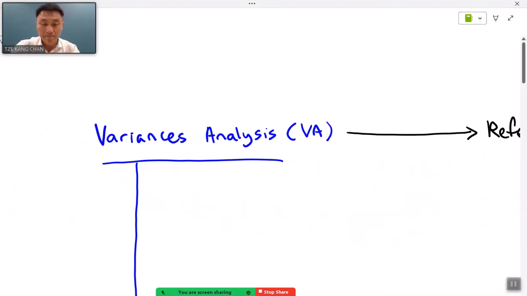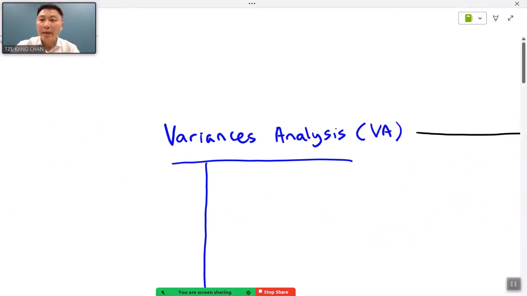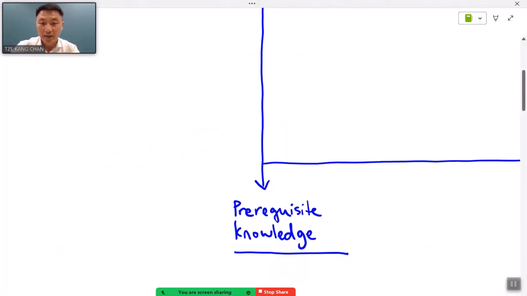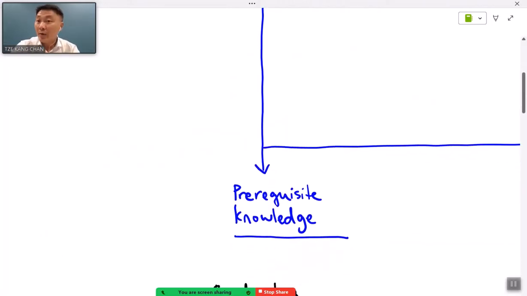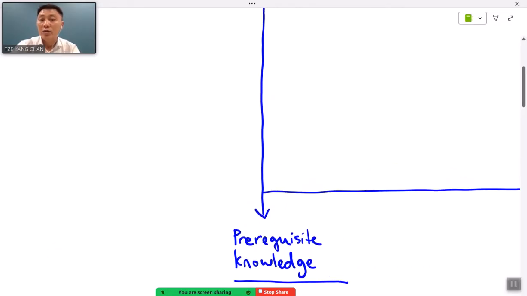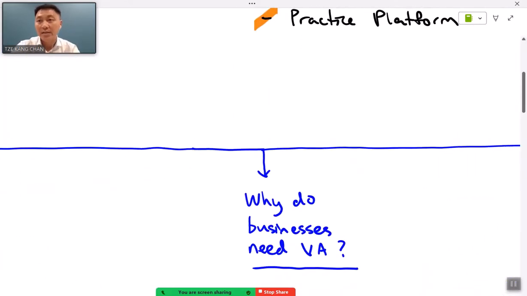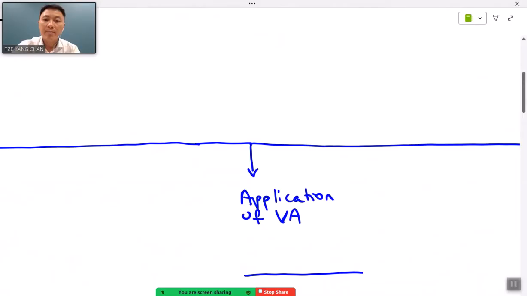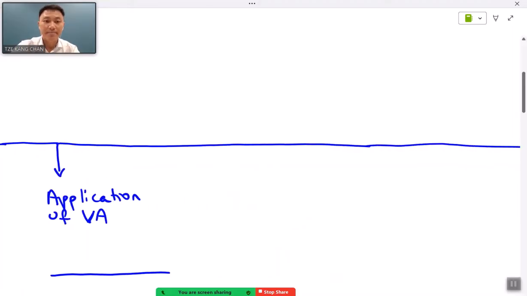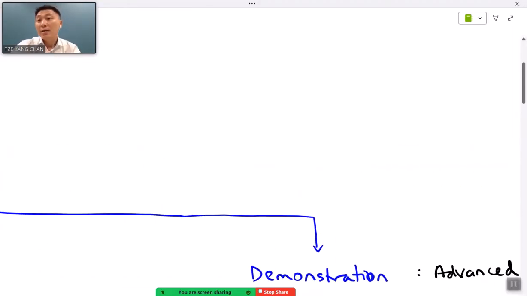In this part of the discussion, the variances analysis will mainly focus on the following key areas. Firstly, the prerequisite knowledge that students need to be well equipped with before listening to the following video. Second, why do businesses need to undertake variances analysis? It is followed by the applications of variances analysis. Last but not least, demonstrations will be shown based upon selected past examination questions in Performance Management.